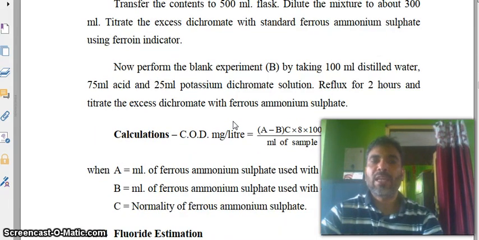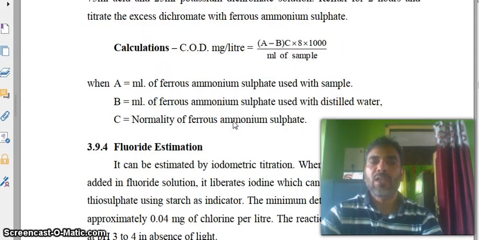Now perform the blank experiment by taking 100 ml distilled water, 75 ml acid and 25 ml potassium dichromate solution. Reflux for 2 hours and titrate the excess dichromate with ferrous ammonium sulfate, and do the calculation with the help of this formula, where a is ml of ferrous ammonium sulfate used with the sample, b is ferrous ammonium sulfate used with the distilled water, and N is normality of the ferrous ammonium sulfate.